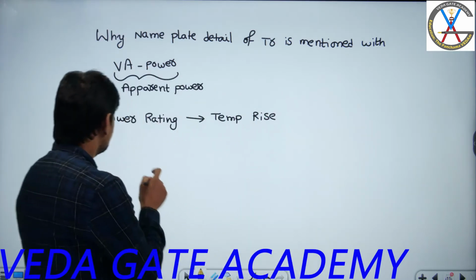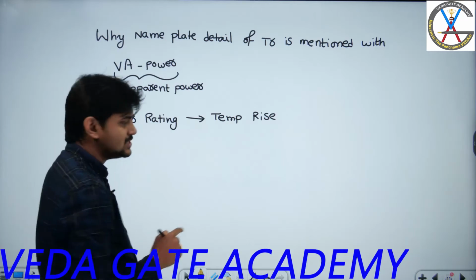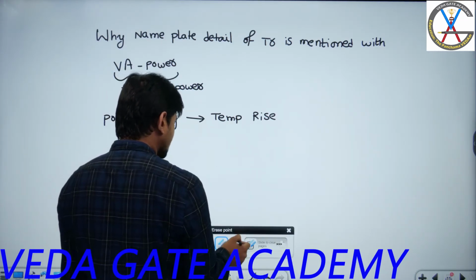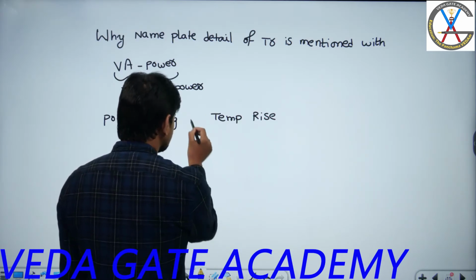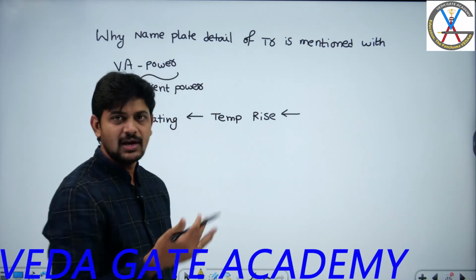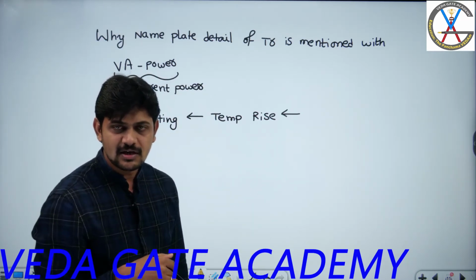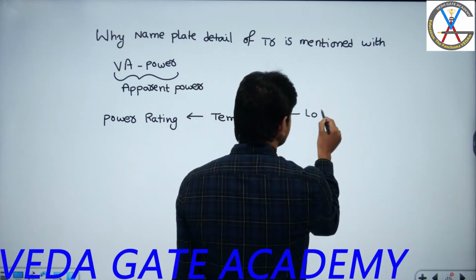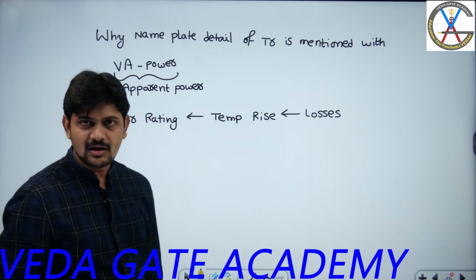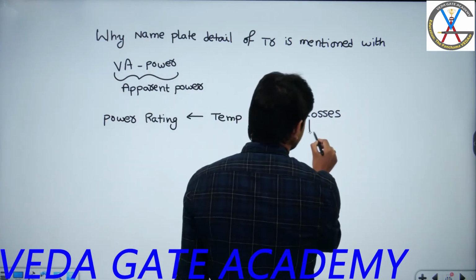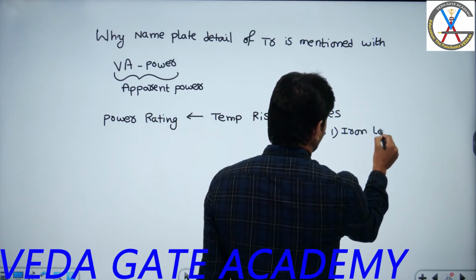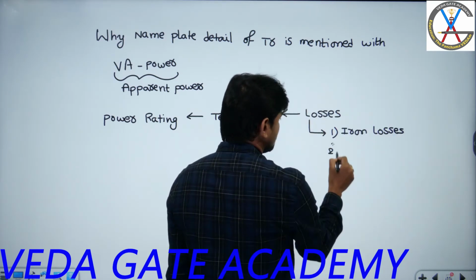So now the point is, as I said, the power rating of a transformer is decided based on the temperature rise, and this temperature rise inside the transformer occurs because of what? Why will the temperature rise or heat occur inside the transformer? Because of losses, power losses that occur inside the transformer. The major losses that occur inside the transformer are, one, iron losses, and second, copper losses.